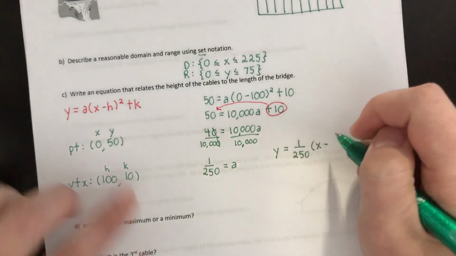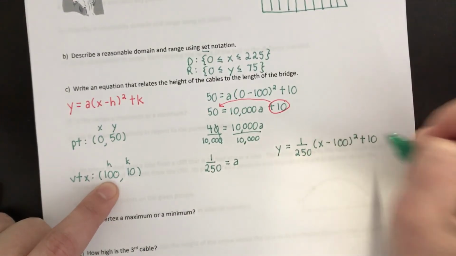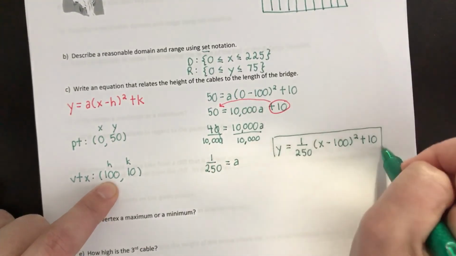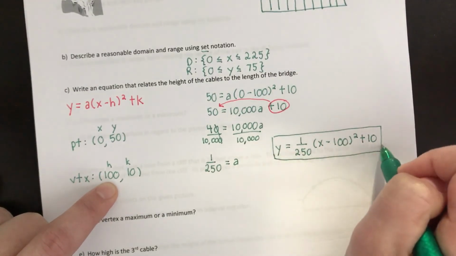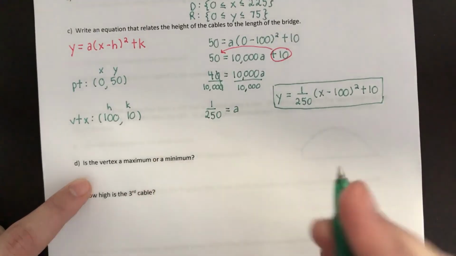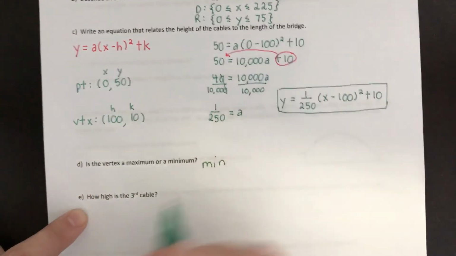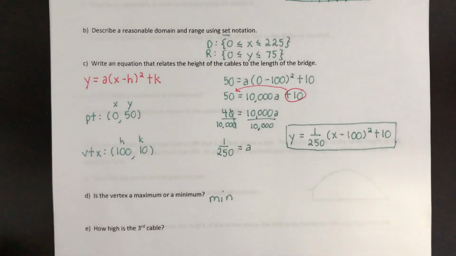So y equals 1 over 250 times x minus 100 squared plus 10. So that's your equation, but remember to check it. Check, check, check, check, check. So use the trace key and check. We don't have a lot of time here, so I'm not going to. Is vertex a max or a min? It's a min.